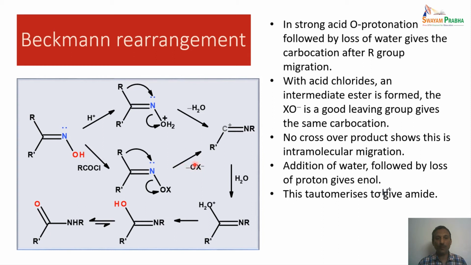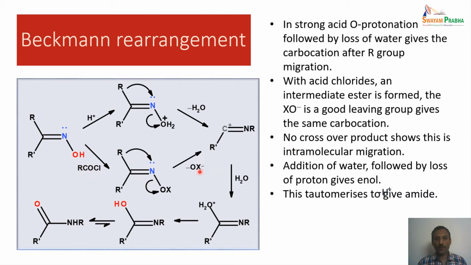So there is no water molecule loss when we use acid chloride, because this is an ester unit, and this ester is a very good leaving group. Again, the migration of the R group is common in both cases, but which group is lost is the only thing that is different between the acidic conditions and the acid chloride conditions.